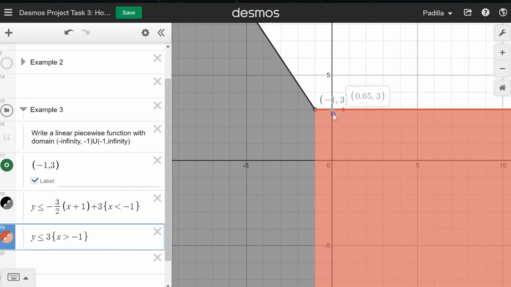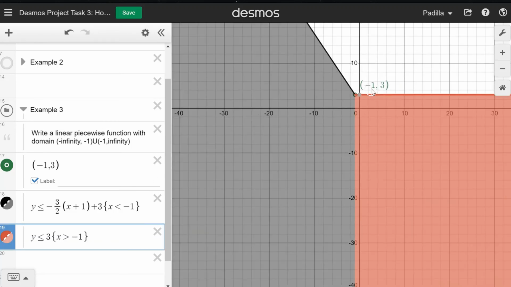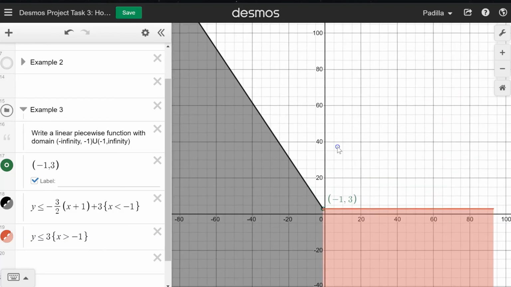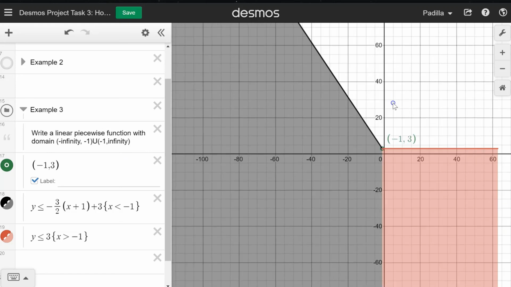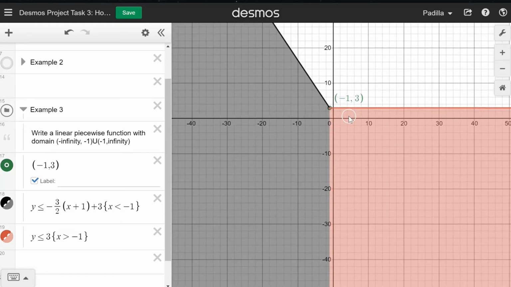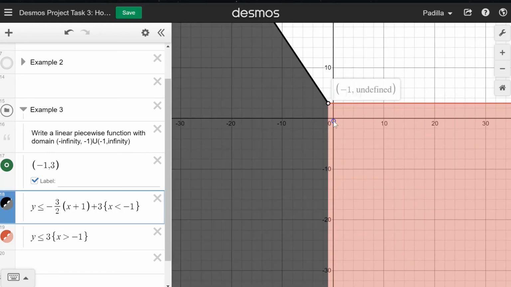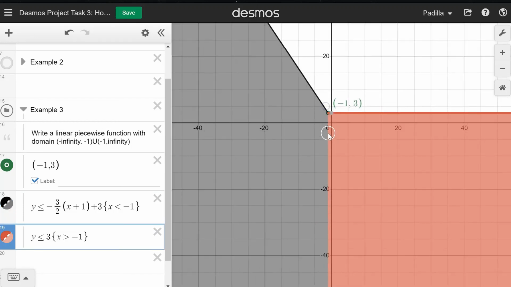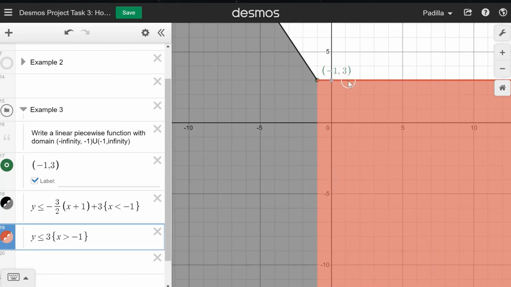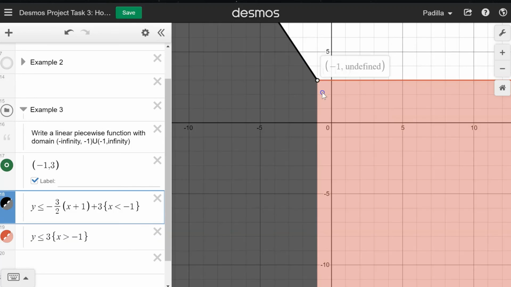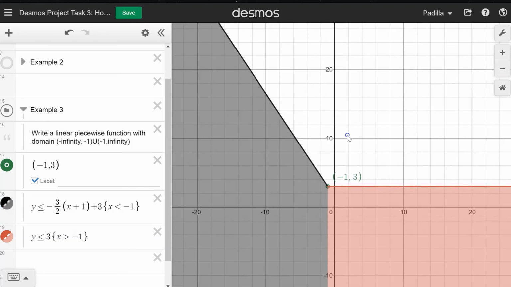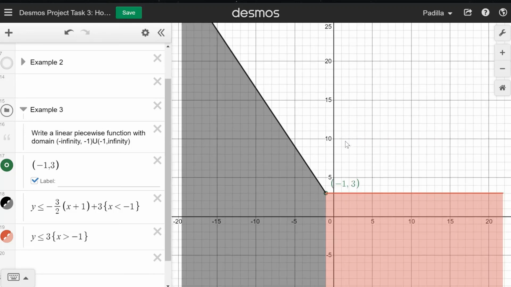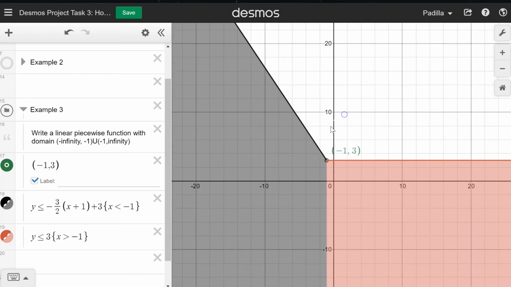So here we go. Now we have an infinitely long piecewise function. It covers an infinite amount of space. There's only one point that's not included here, and that's -1, for either part of the graph. So there we go. Now you can work some removable discontinuities into your graphs.